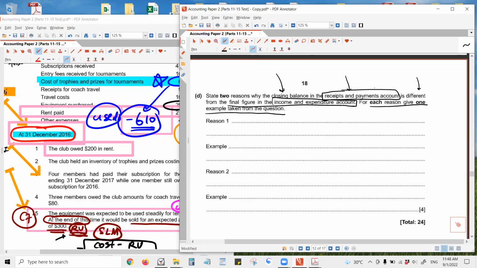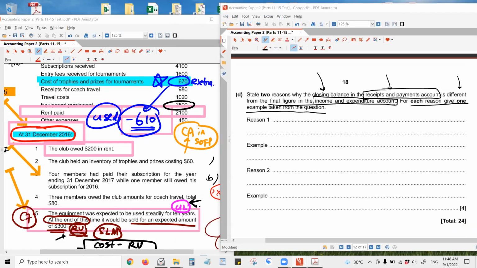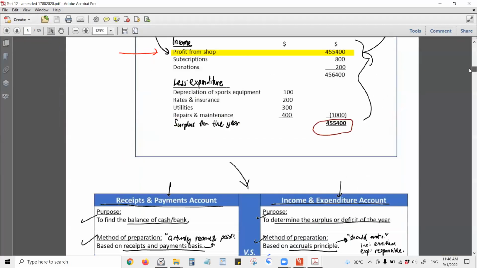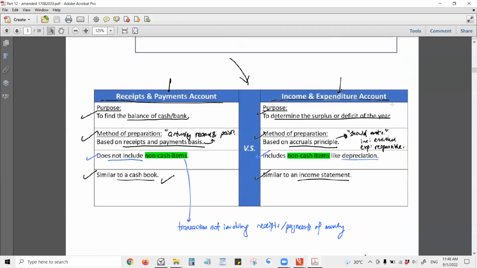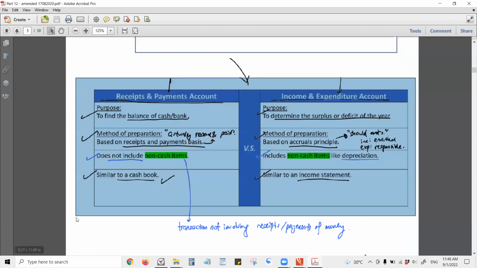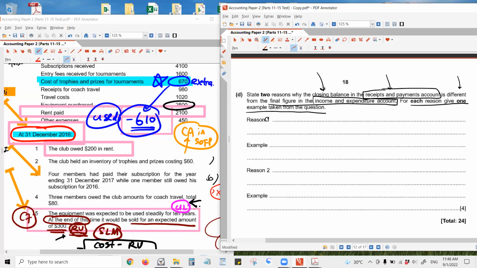Receipts and payments account is similar to a cash book. Income and expenditure account is similar to the income statement, right? So basically, to answer this question, you have to master this table that you have in the notes. This one. Okay, this is page 198, that's in your material. If you know this entire table, then you can answer that question. Okay, so there are 4 answers, right? One reason here, one reason here. Then we have to give an example. Let me guide you through in answering this.